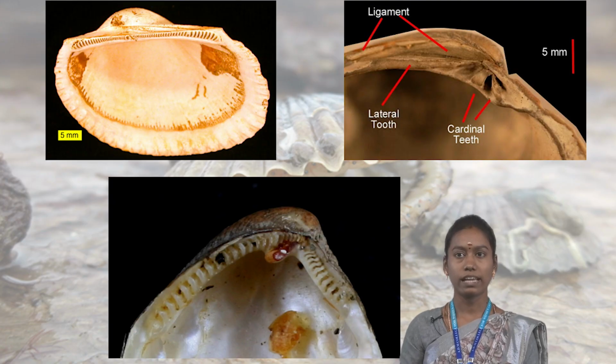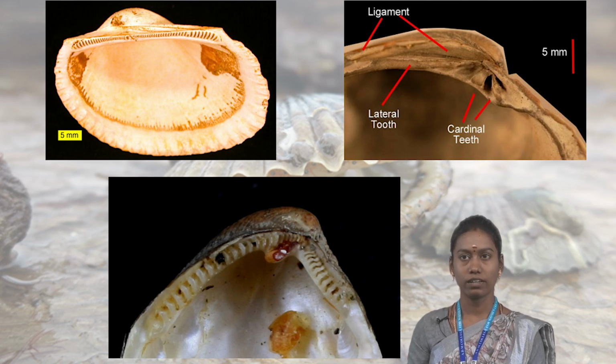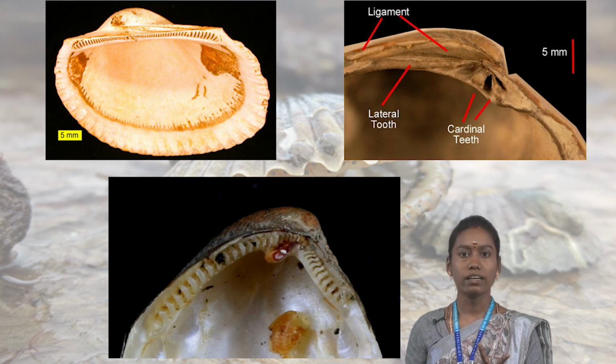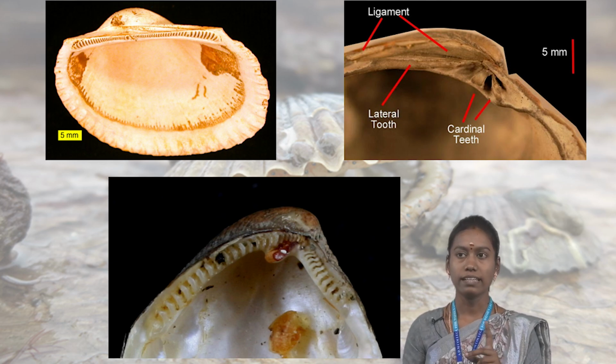In this picture, the first one is known as Arca. In this Arca, the hinge line is very straight and on the dorsal side you can see the umbo. In the interior of the valve you can see the two adductor impressions and the pallial line connecting both the adductor impressions.